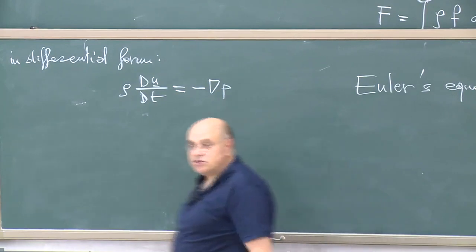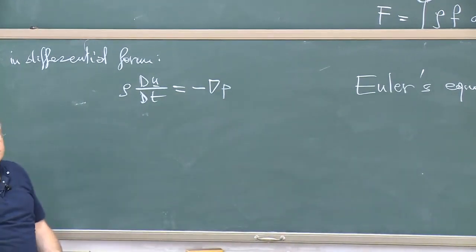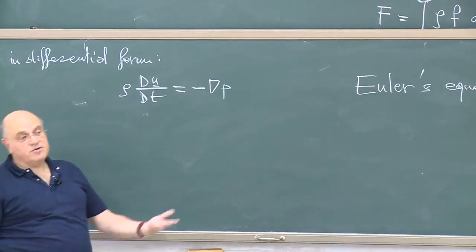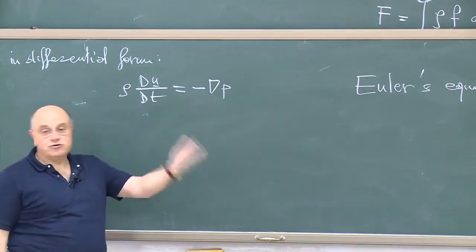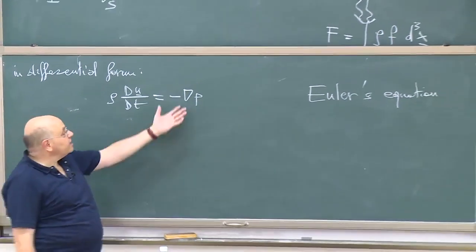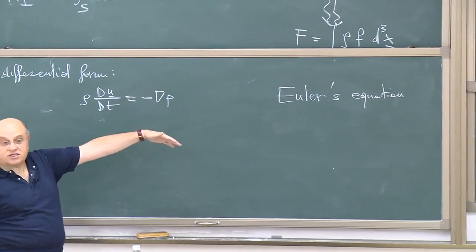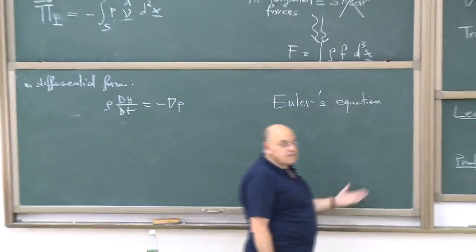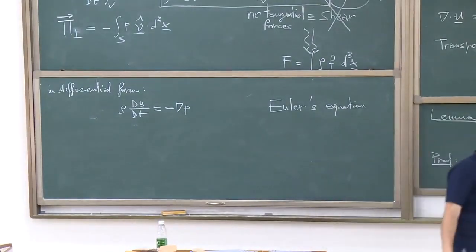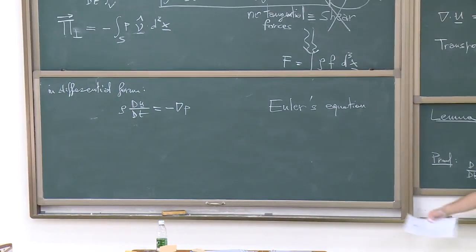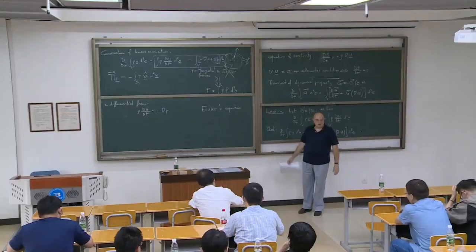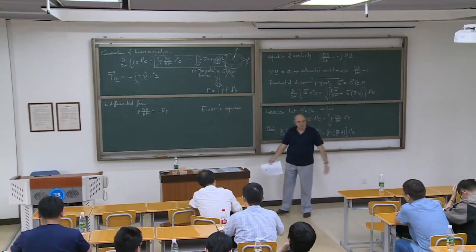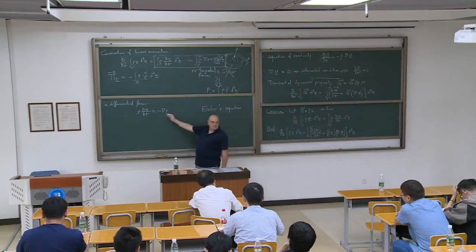This is Euler's equation. Euler's equation comes from conservation of linear momentum, application of Newton's second law, and neglecting the presence of other forces. It's fine, well, it depends on the context. You may say gravity is not so important after all. It depends on the context. And so you may say that this is the equation.